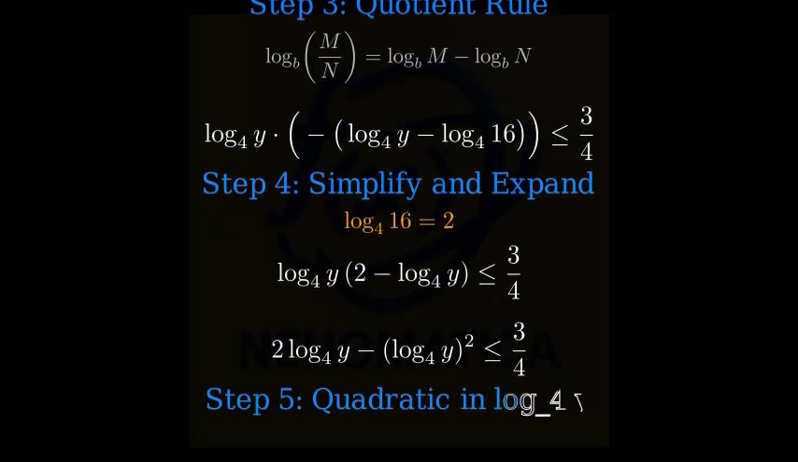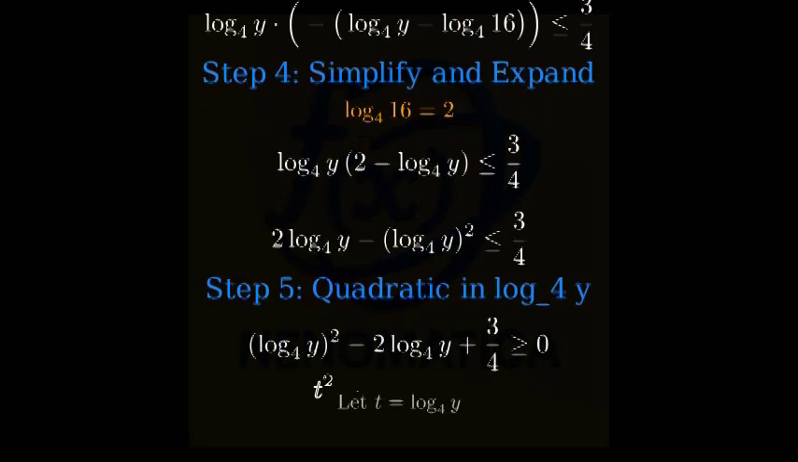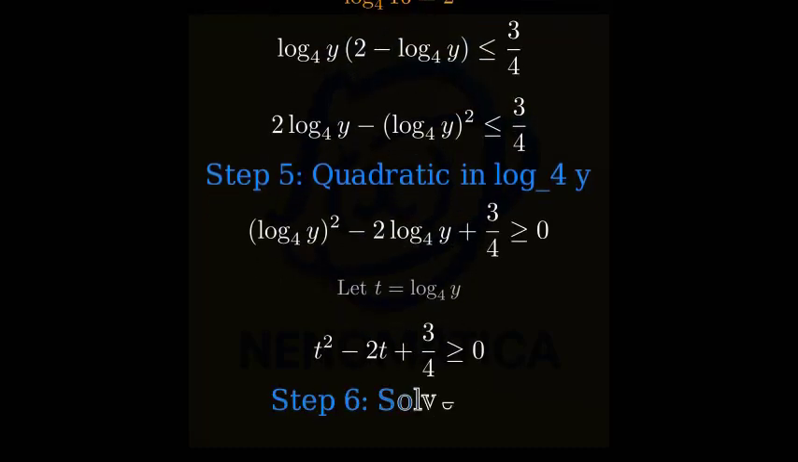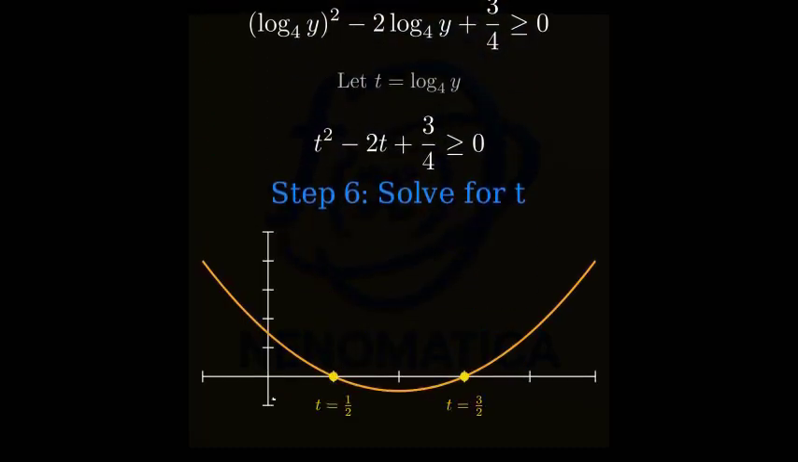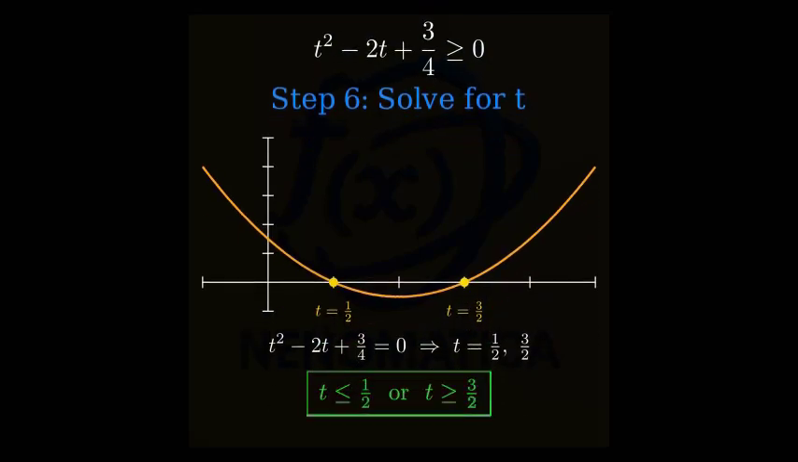Step 5. Move all terms to the left and multiply by -1 to obtain a standard upward opening quadratic. We get open parenthesis log base 4 of y close parenthesis squared minus 2 times log base 4 of y plus 3/4 is greater than or equal to 0. Now set t equal to log base 4 of y. Step 6. Solve the quadratic inequality in t. The roots of t squared minus 2t plus 3/4 equals 0 are 1/2 and 3/2. Because the parabola opens upward, the expression is non-negative at and outside the roots. So t is less than or equal to 1/2, or t is greater than or equal to 3/2.